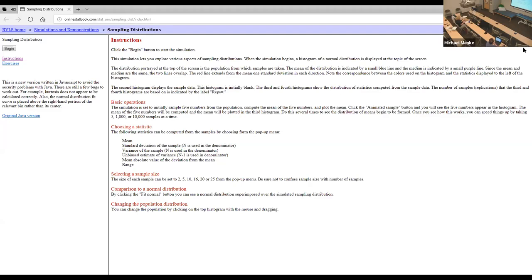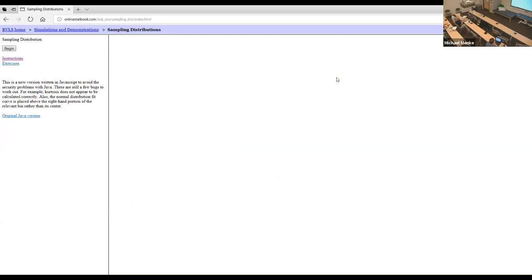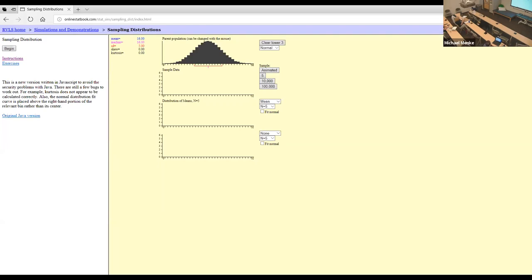So what this does, this is intended to give you an idea of what this theoretical sampling distribution of means looks like. And there are sampling distributions for every statistic that we have. This is the mean. Here we're going to look at the mean. I'll put the median up here against it.